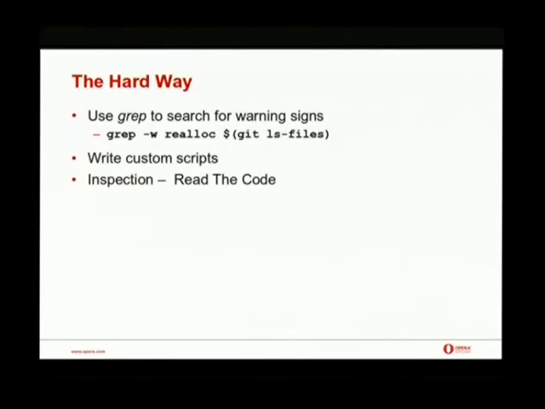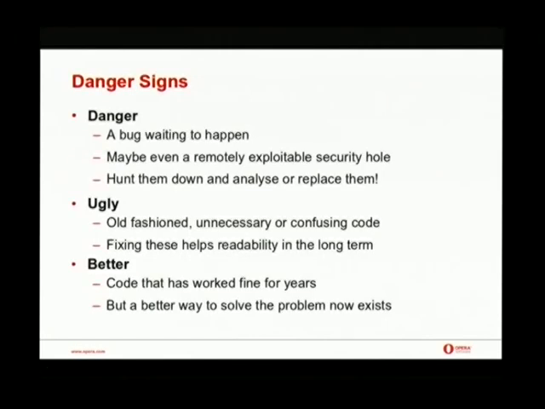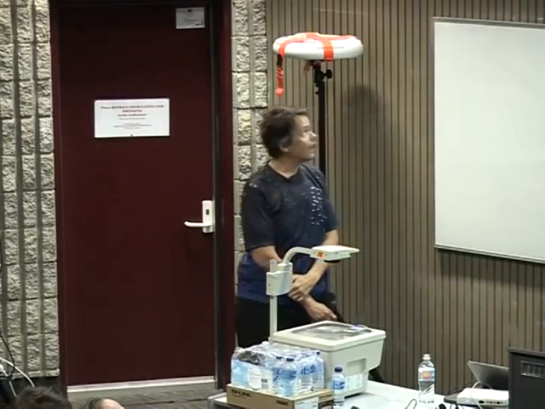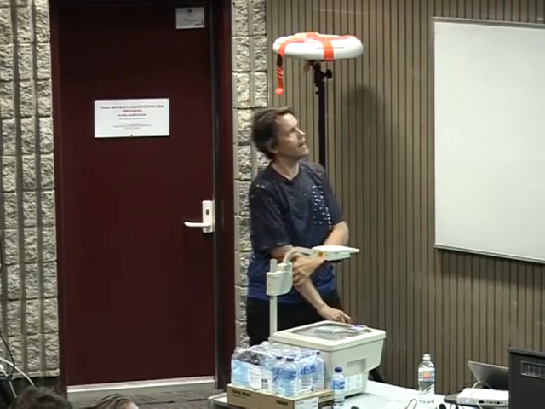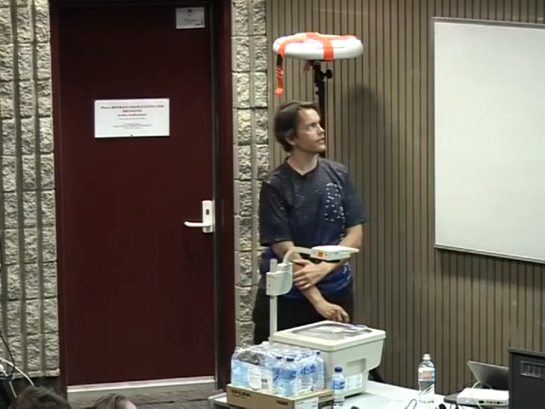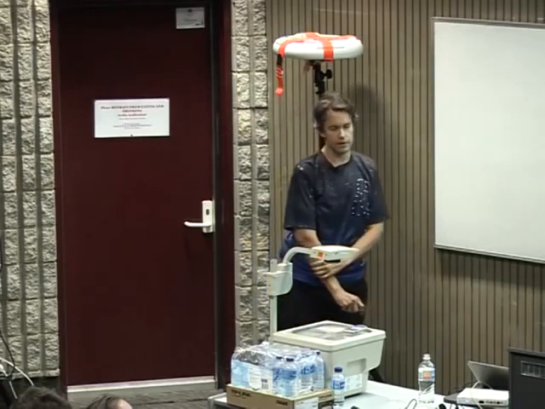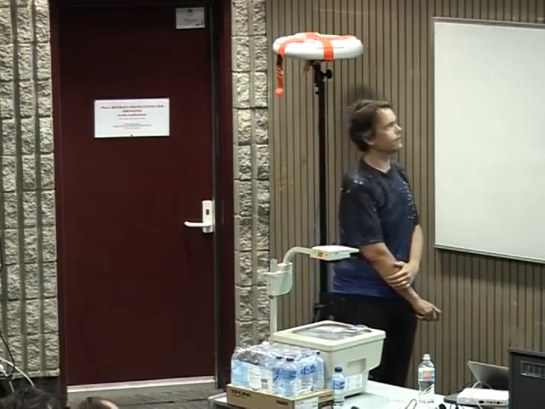The hard way, grep. Writing custom scripts and just using the code, just looking at the thing with a magnifying glass. Now, I have a classification system for these danger signs. The danger tag indicates a bug that's waiting to happen, possibly something that's actually a security hole. You should hunt these down and analyze them or replace them as a matter of urgency.